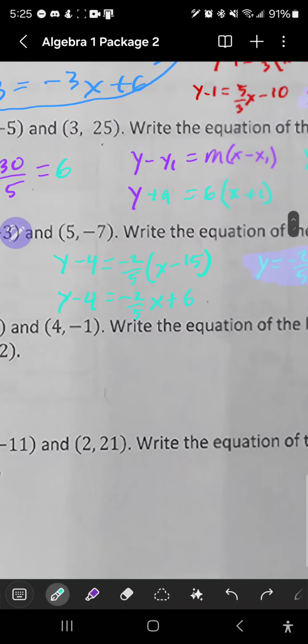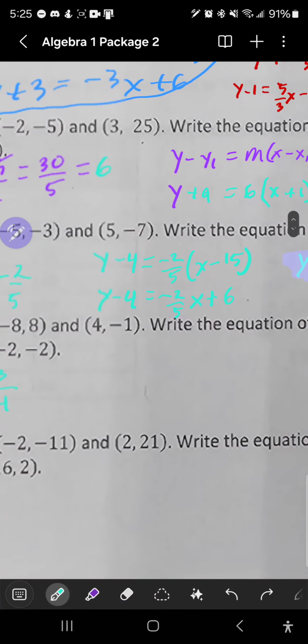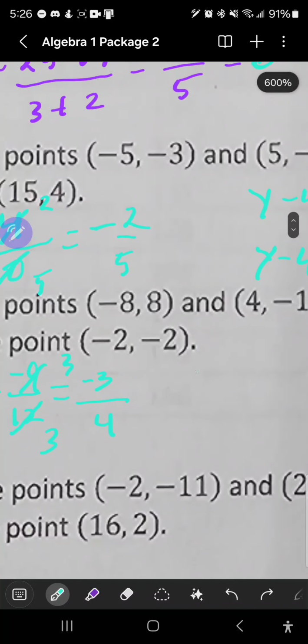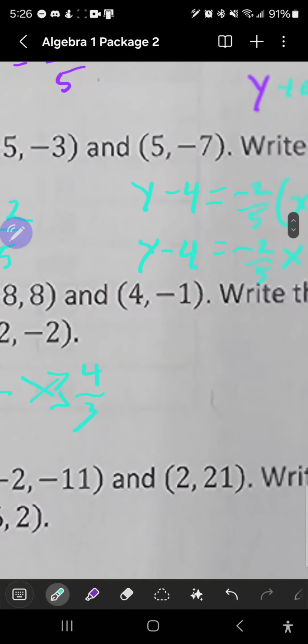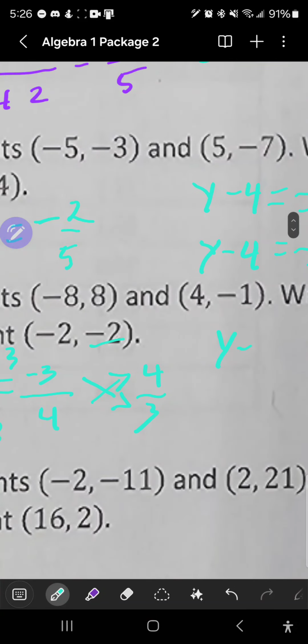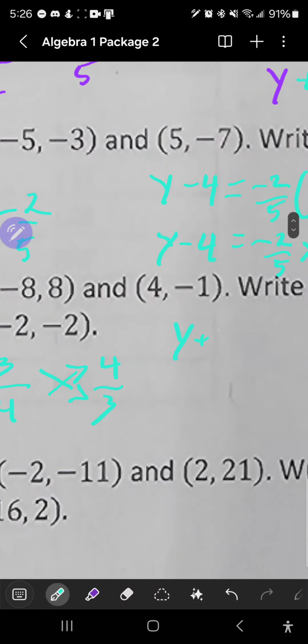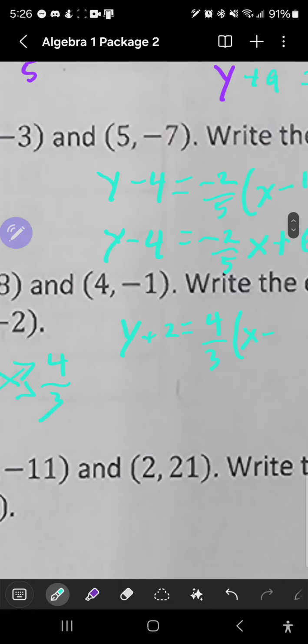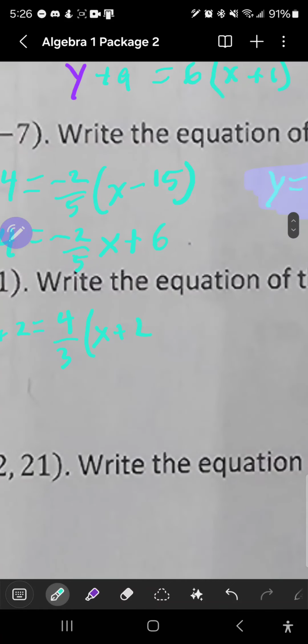But remember, we are looking for the perpendicular. So the slope we want is the opposite reciprocal. This is negative, so we want a positive slope. And that slope is going to be 4 over 3. So we have our slope, we have our point, we just use our equation y minus y1. Y1 is negative, so minus negative is positive. So y plus 2 equals 4 over 3 times x minus negative, so x plus 2.